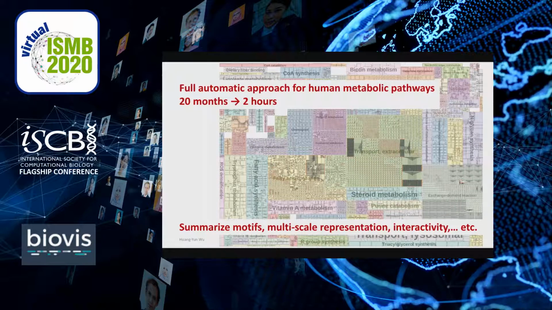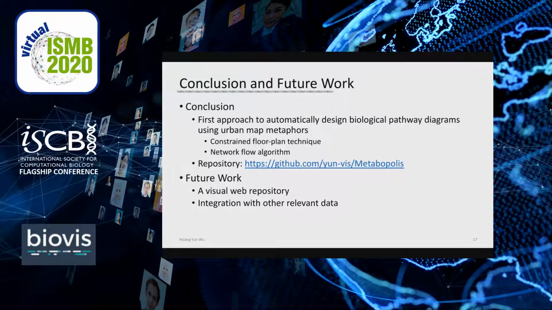While the current approach has some limitations, it cannot fully achieve the high-quality result handcrafted by humans, since several pre-knowledge items have been collected in the designer's map and could not be formulated accurately. This paper presents the very first approach to automatically design biological pathway diagrams in urban map style. In the future, we will involve the creation of a visual web repository where biologists can continuously add and create their maps together with sharing the map with the rest of the community.